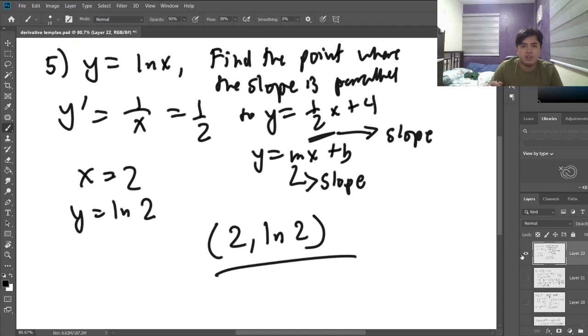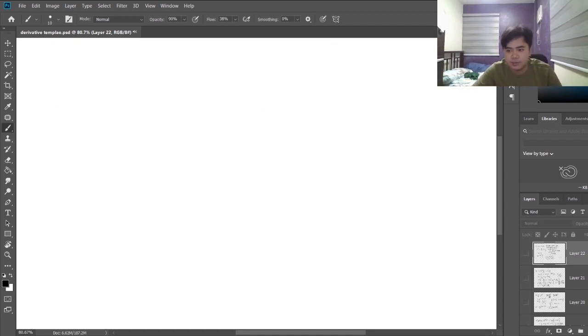Just remember the key term here, that the slope and the derivative are the same thing. So when you're tasked with finding the slope, find the derivative first. It may help you.